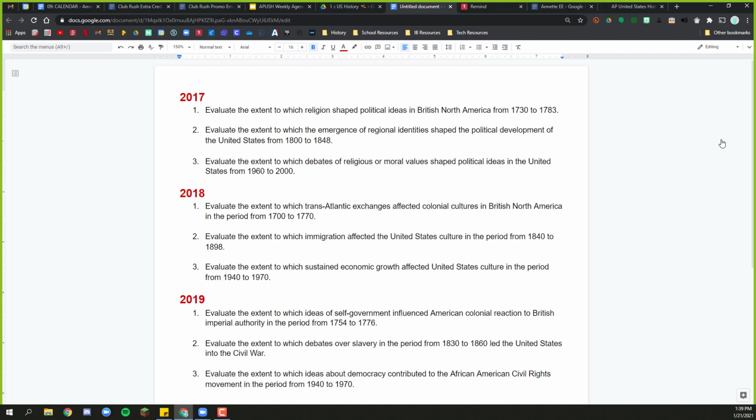Evaluate the extent to which religion shaped political ideas in British North America from 1730 to 1783. Or, evaluate the extent to which the emergence of regional identities shaped the political development of the United States from 1800 to 1848. The last one, which we'll almost always go over, we haven't covered yet, but the last option: evaluate the extent to which debates of religion or moral values shaped political ideas in the United States from 1960 to 2000.